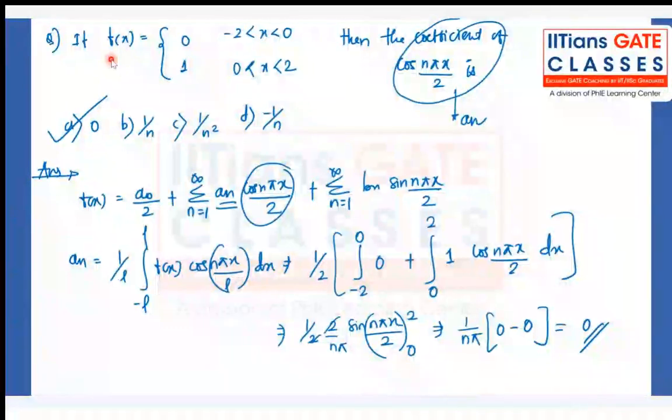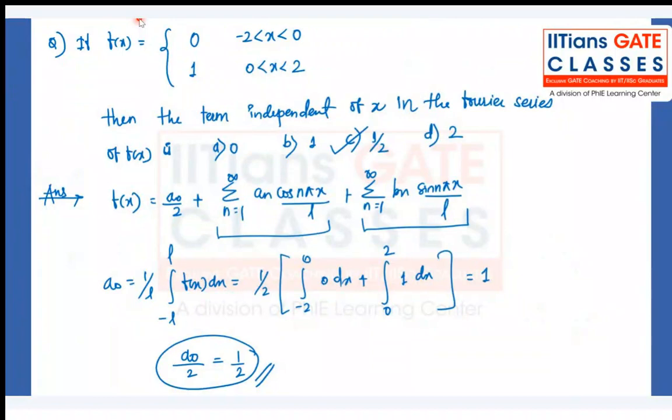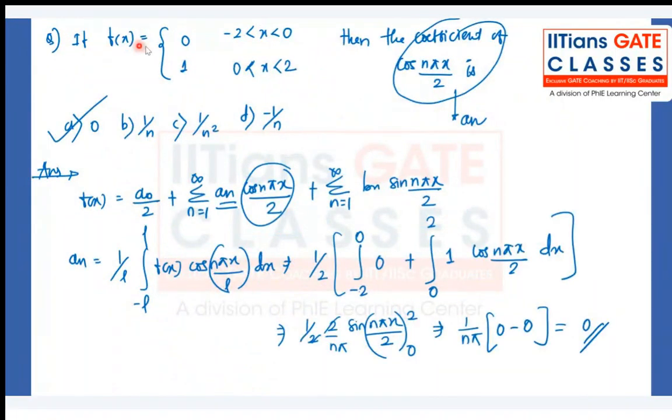Similar problem, whatever we have studied before, same problem. If f of x is 0 in the range minus 2 to 0, and the value of f of x is 1 in the range 0 to 2, then try to understand, the coefficient of cos of n pi x by 2 is. And these are the options.